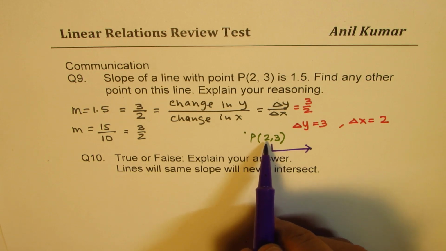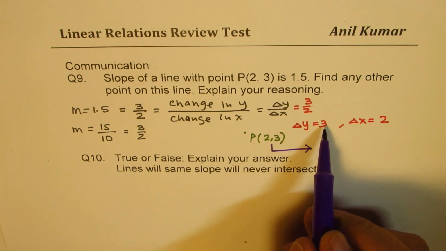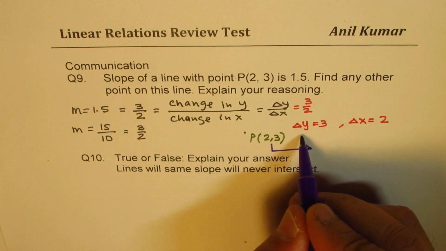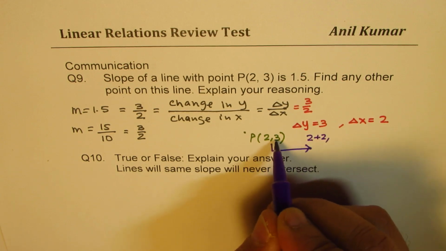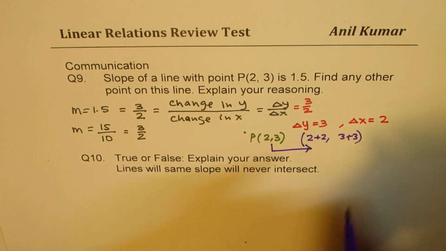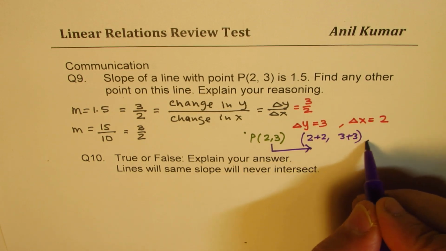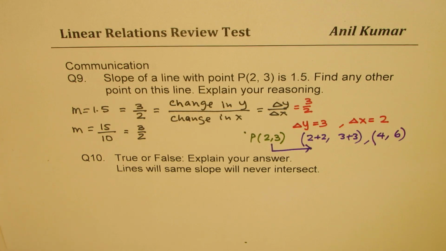To the x value, we can add delta x, right, which is 2, and to the y value, 3. So what we will do here is that we will add 2 plus 2, and to 3, we'll add 3 plus 3. You get the idea, right? So our point is going to be 4, 6. That is how we are going to find the next point, not by getting the equation.